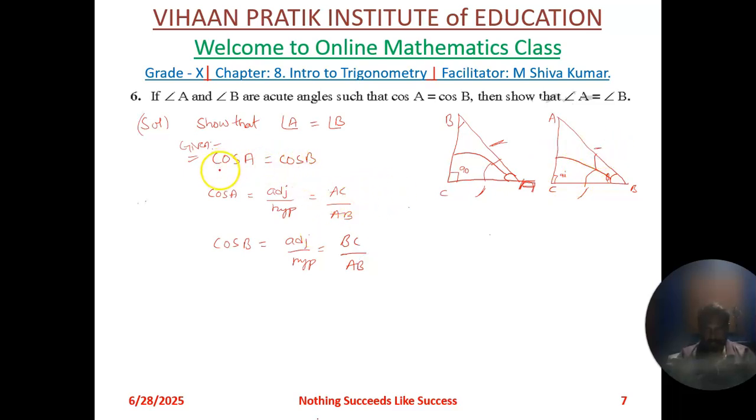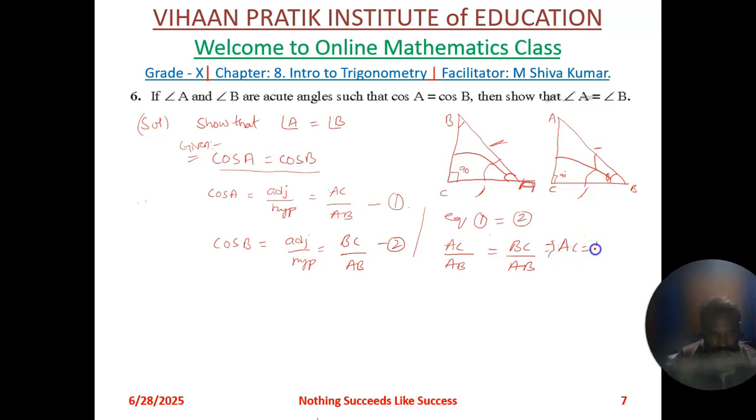Now it is given that cos A is equal to cos B, so we'll name it as equation 1 and equation 2, and it is given that equation 1 is equal to equation 2. So we'll write it as AC by AB equals BC by AB. Now denominators are the same because they have the same hypotenuse. Now from this 1 and 2, we conclude that AC is equal to BC. Now it's clear and straightforward.